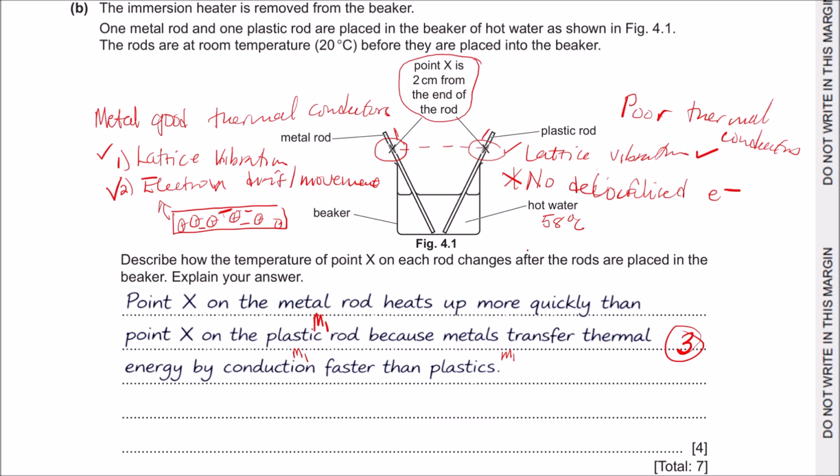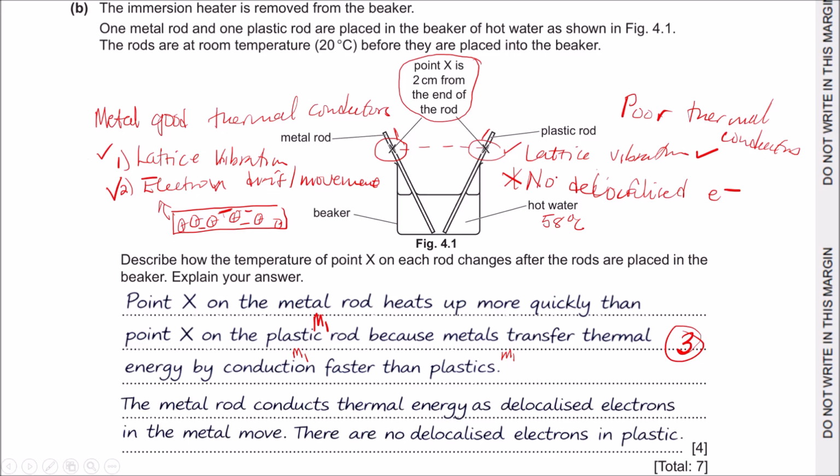Where does the 4th mark come from? I need to justify this statement where I said metals transfer thermal energy by conduction faster than plastics. Why is it so? Now I'm comparing. Metals use lattice vibration and electron drift, while nonmetals only use lattice vibrations. So that will be in my concluding statement. The metal conducts thermal energy as delocalized electrons in the metal move. There are no delocalized electrons in plastic. This is my 4th mark, giving me a total of 4 marks.